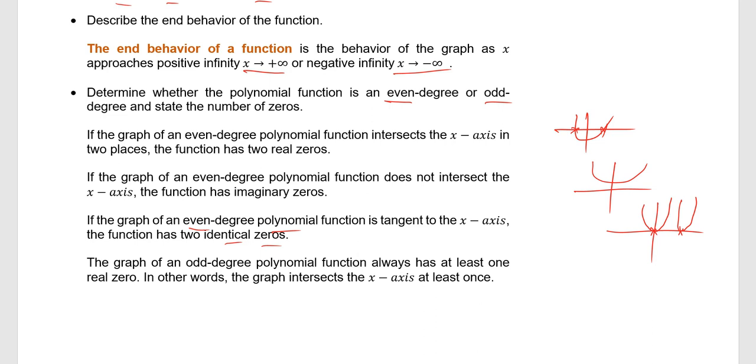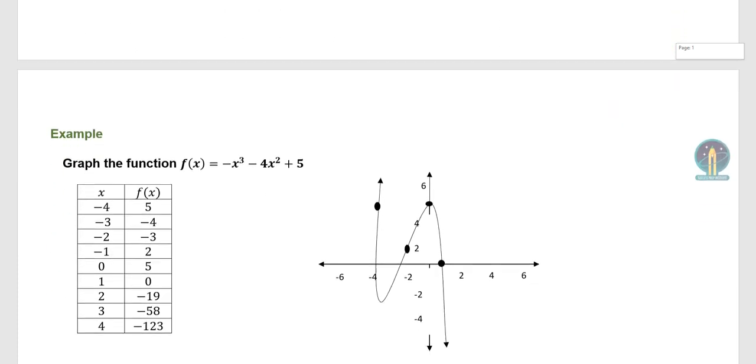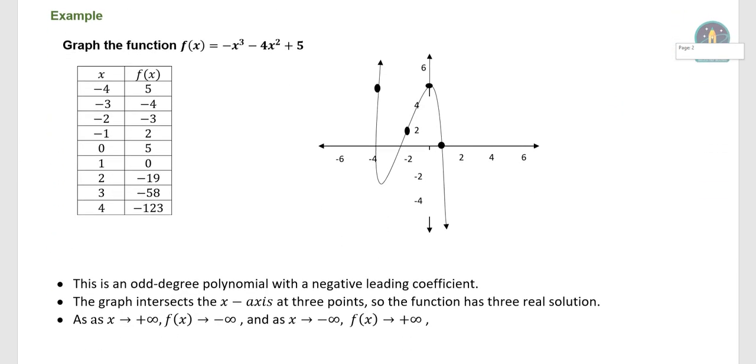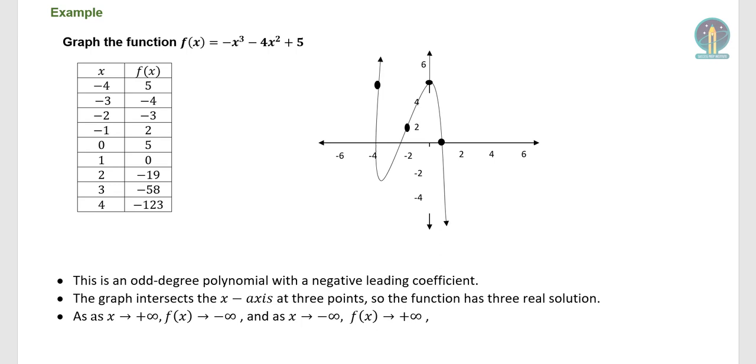The graph of an odd degree polynomial function always has at least one real zero. In other words, the graph intersects the x-axis at least once. So an odd degree function has to intersect the x-axis at least once. Let's look at some examples.